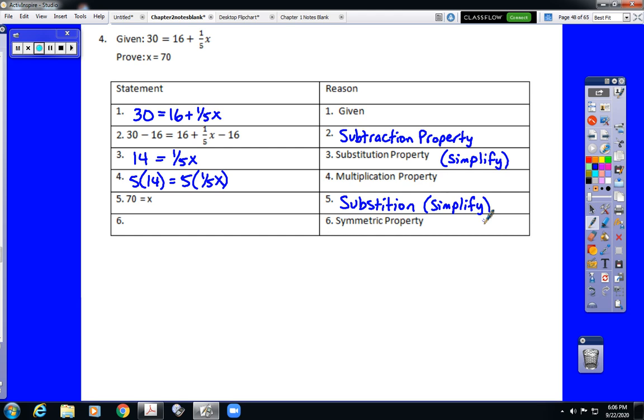Now the reason we're not done after step 5 is that 70 equals x is not geometrically exactly the same as x equals 70. We have to flip that equation around. Fortunately, we have the symmetric property, which says if A equals B, then B equals A, that allows us to easily switch those sides. That would complete this proof and this video.